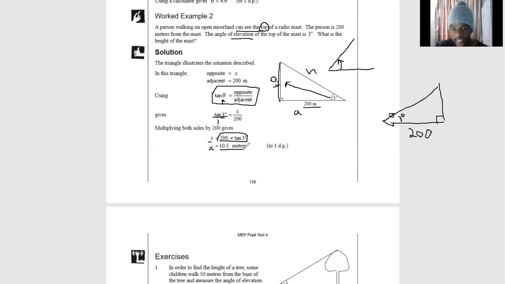10.5 what? Meters. Why meters? Because they gave us this in meters. Remember that I said your units must be the same. If they give you this in centimeters, you use centimeters. But most of the time when it comes to elevation and depression, they will mostly give you meters, because the angle of elevation and depression is sort of like applying what we learned in trigonometry in real life, right? Yeah. So I hope you understood that, guys.